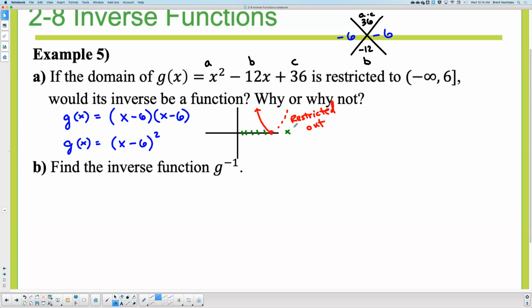Okay, so here's the question. The solid portion. Is that a function? Is it itself a function? Does it pass the vertical line test? Yeah, that's why it uses this notation.